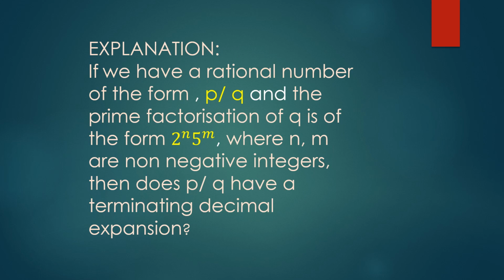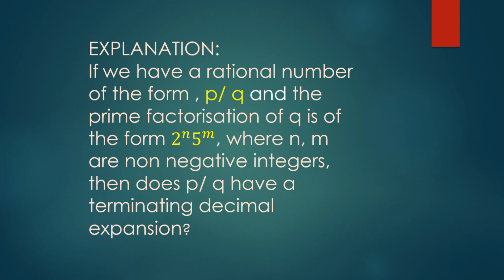Here I have explained you theorem 1.5. If we have a rational number of the form p by q, like 3 upon 10, and the prime factorization of q is of the form 2 power n into 5 power m, where n, m are non-negative integers, it means the powers cannot be minus 3, minus 2, such powers are not allowed. Then does p upon q have a terminating decimal expansion?